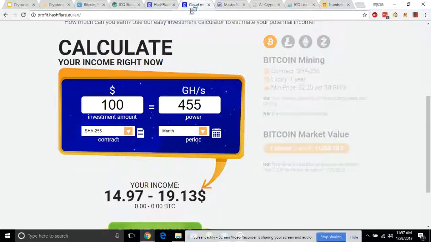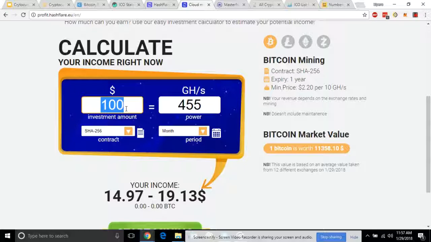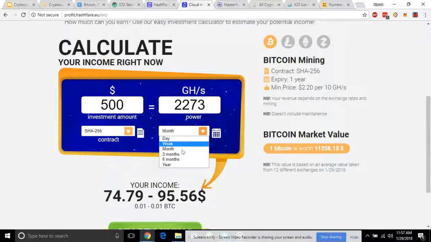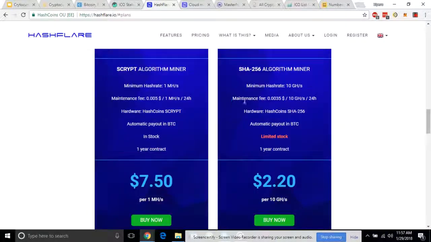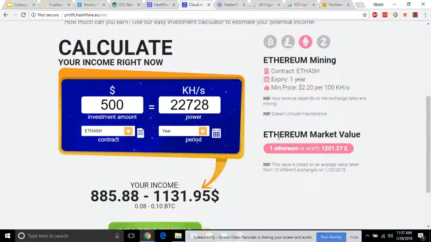Let's look at the basic calculator over here, which will calculate your returns from investing in Hashflare. Let's say you have invested $500, which will give you 2,273 gigahashes per second. Your revenue at the end of the year would be about $1,000, excluding the maintenance fee, which is $0.0035 per 10 gigahashes a second per 24 hours. And it also assumes that the price will not grow but stay where it is now.